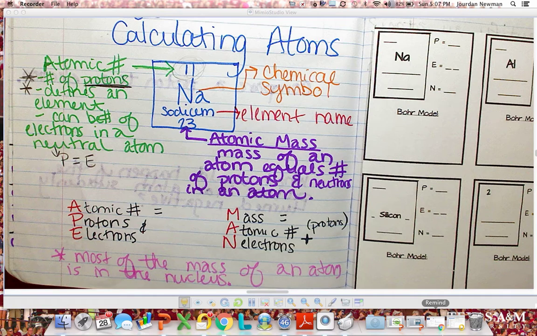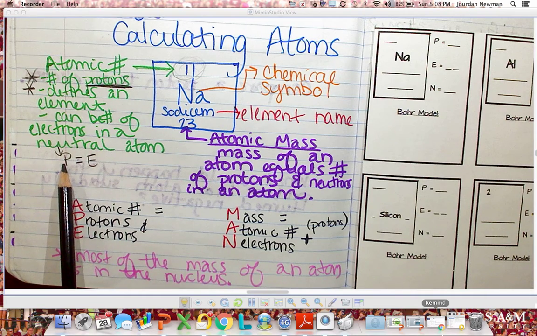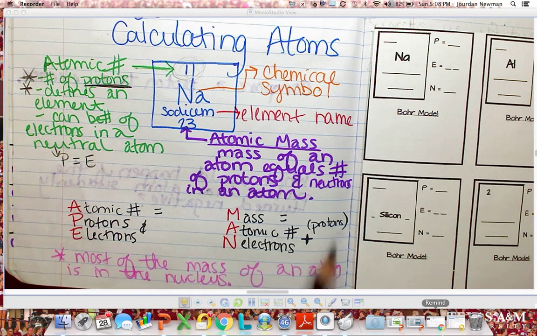So, an atom that has more electrons than it's supposed to, or less electrons than it's supposed to, because we can lose or gain electrons, but this number, protons, will never change.